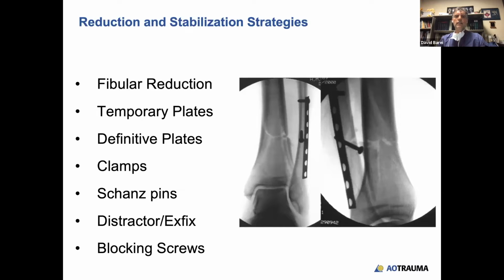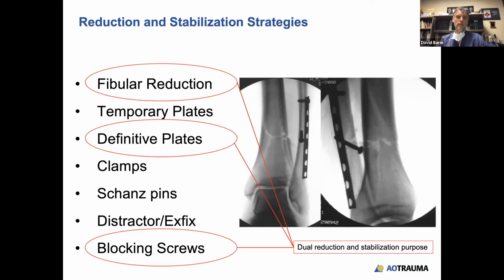So for me, as I think about reduction and stabilization strategies for the distal tibia, these are the ones that I think about: fibular reduction and temporary plates or definitive plates, even clamps and Schanz pins, and external fixators and blocking screws. These are all reduction and stabilizing strategies that can be helpful with reduction, and some have dual purposes, as the ones you see circled here, as both a definitive stabilizing strategy.